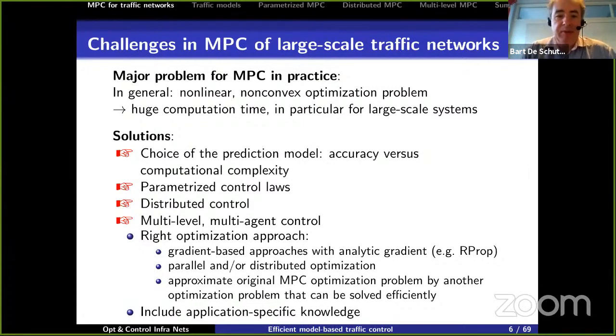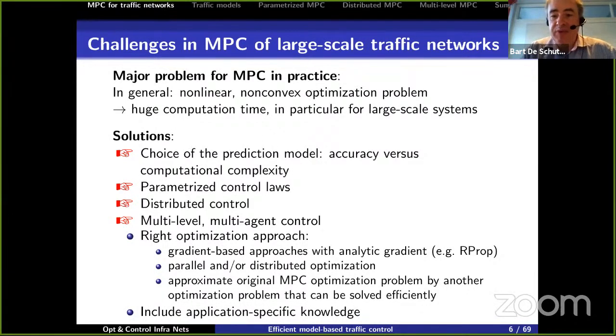The main problem in practice is that the optimization problem that you want to solve is both nonlinear and non-convex in general. That means, essentially speaking, that if your system becomes larger and more complex, the computation time will increase exponentially. Generally speaking, this nonlinear, non-convex optimization problem is characterized as a so-called NP-hard problem. So in general, we have a huge computation time, also for large-scale systems.